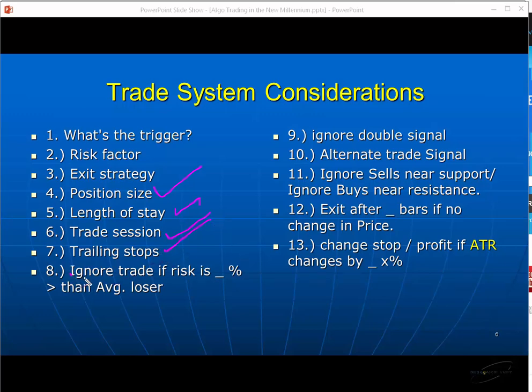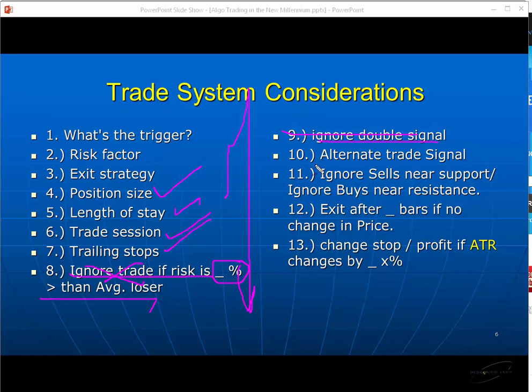Are you going to ignore the trade if the risk is greater, in terms of percent, than the average loser? So let's say you have a system where the average loser is $300, and a trade pops up where the stop needs to go is $900. Wait a minute. Your average loser is $300 and you've got a trade here that's going to take a $900 hit if it's wrong. That's the kind of trade you want to filter out and ignore, and write that into your code. You want to ignore double signals, meaning I get long, I get out, and then the very bar I get out, it gets me in again, and then the market pulls back. So you want to watch that.